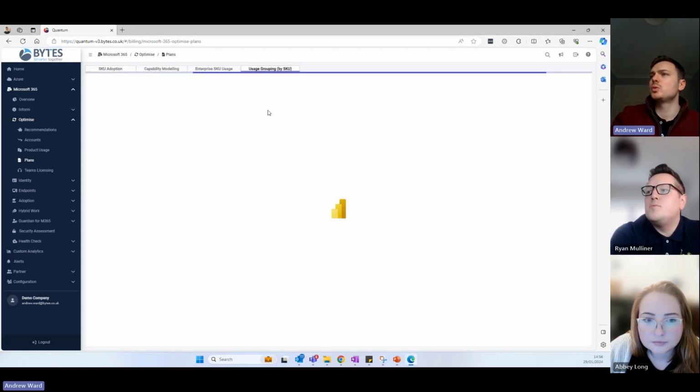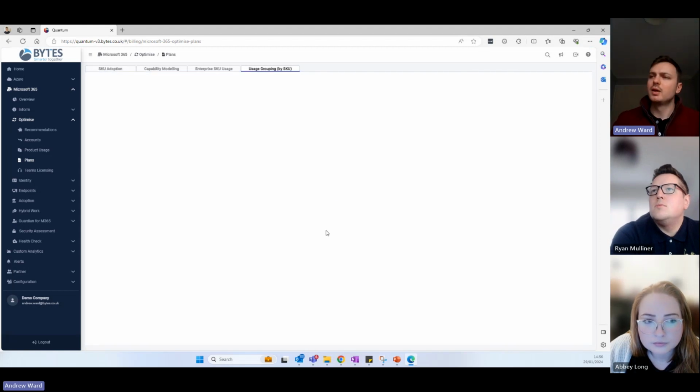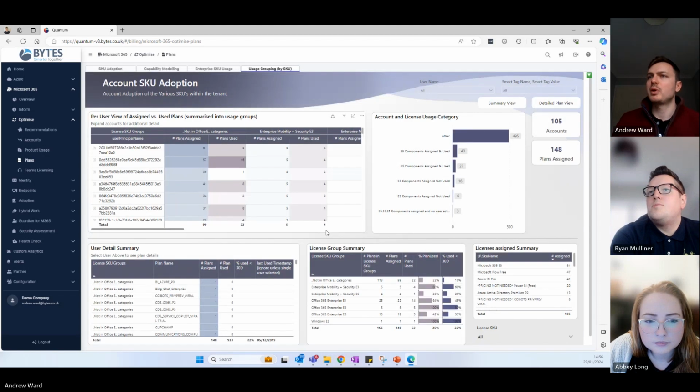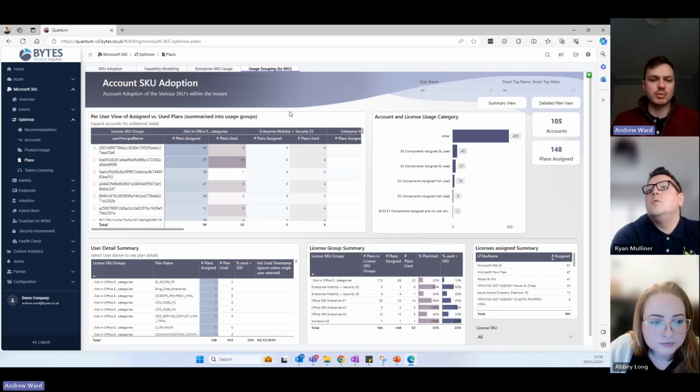So if we move over to our usage grouping, just waiting for it to load. Perfect. What we would see here within this environment would be our actual usernames, on the left-hand side, but in the demo environment we've redacted that information in this example. But what you can do is group your users within the toolset.